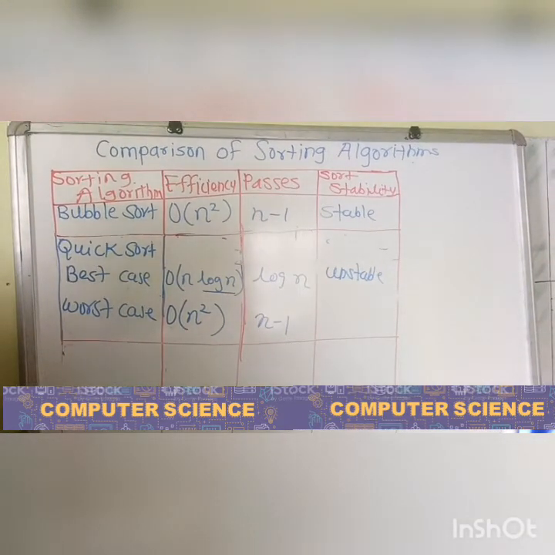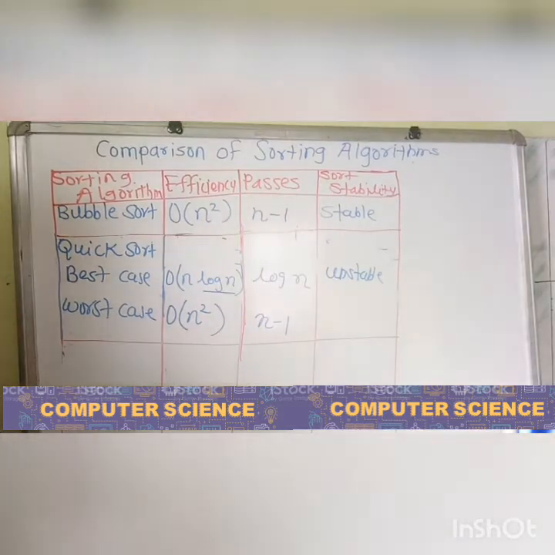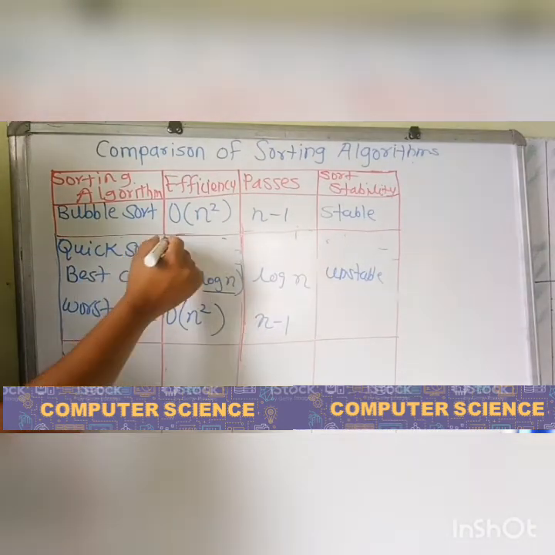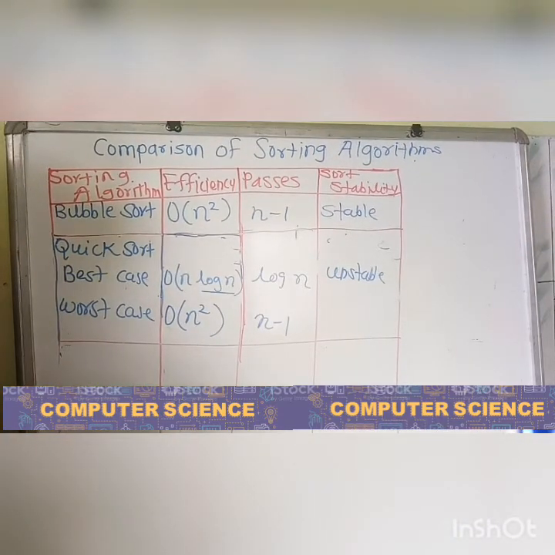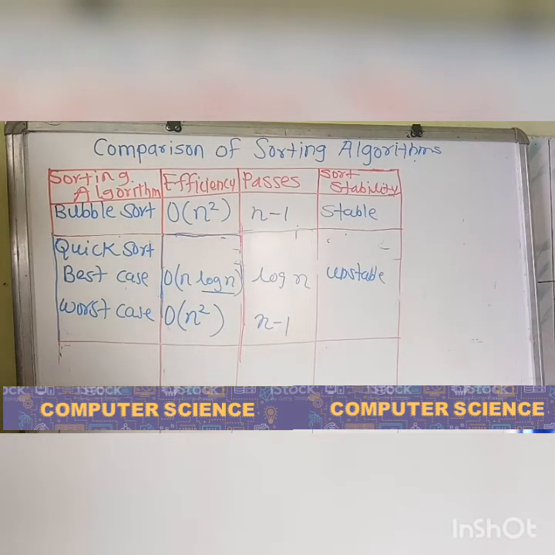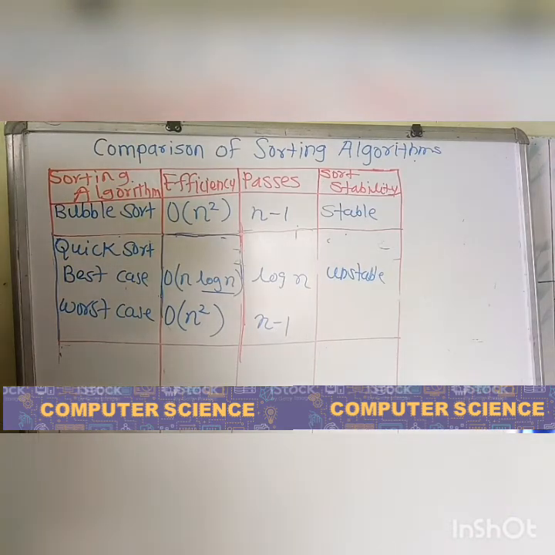The efficiency, which is the good and which is the bad, we can say the algorithms with more comparisons are less efficient, and the ones with fewer comparisons are more efficient. So this is the efficiency of the algorithms.